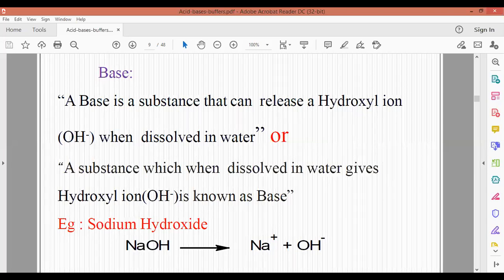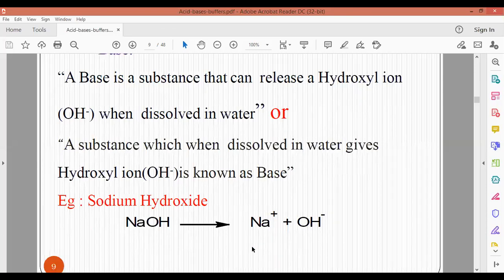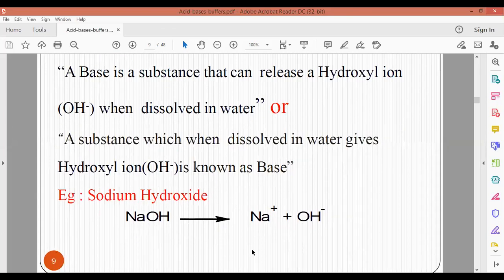Releasing of the H+ ion is related to the Arrhenius theory, and releasing of the OH- ion, but only one condition: they have to dissolve in water, or in presence of the water they have to release the H+ as well as the OH- ion. That is called an acid as well as a base. You have to write down the example also.